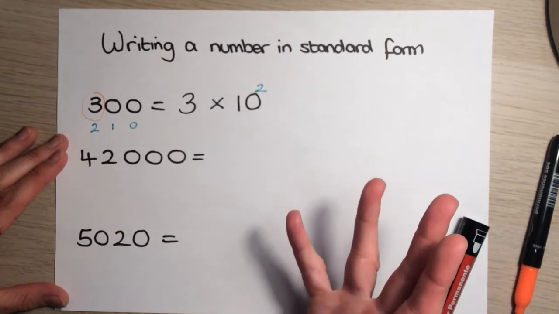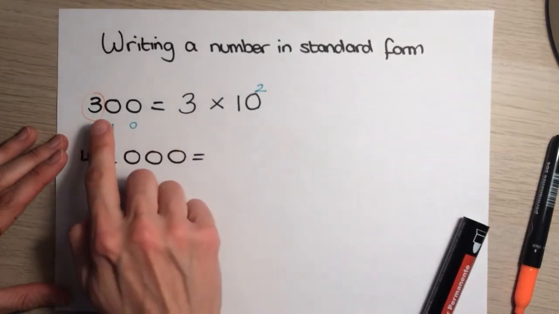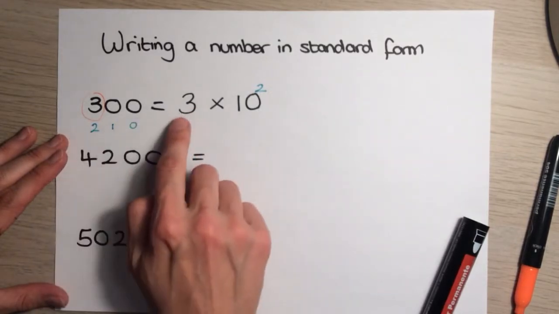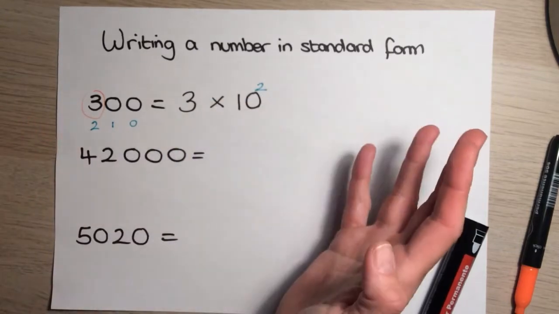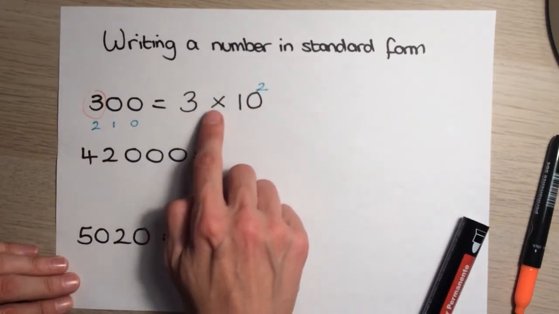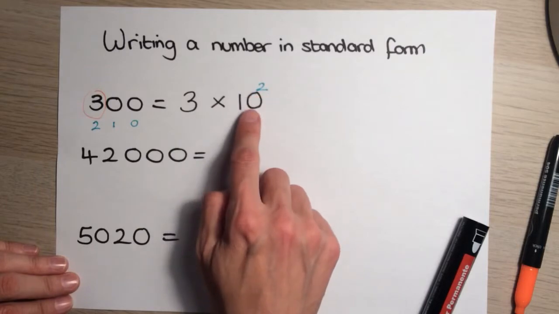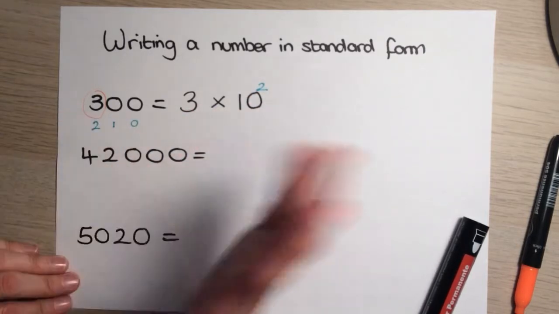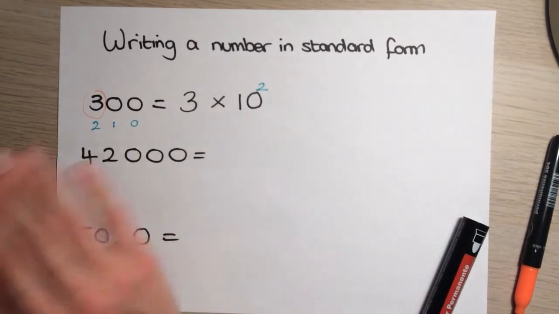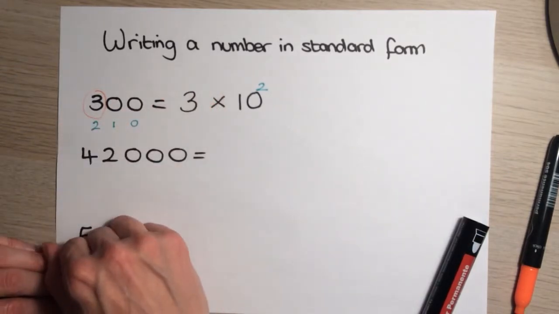Now if we think about this, all I've done is I've rewritten the number 300 as a number that is equal to it but in a different form. So 3 multiplied by 10 squared. Now 10 squared is 100, so 3 times 100, 300. So we've just basically rewritten the number but in a different form, and we call that standard form.